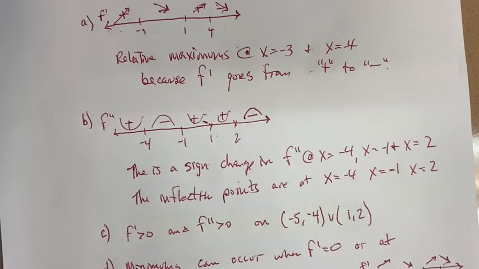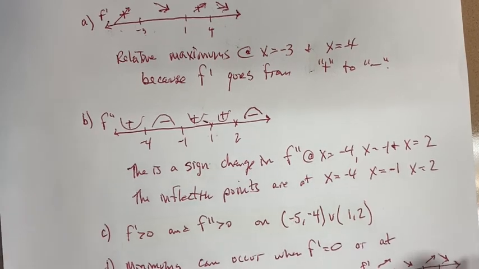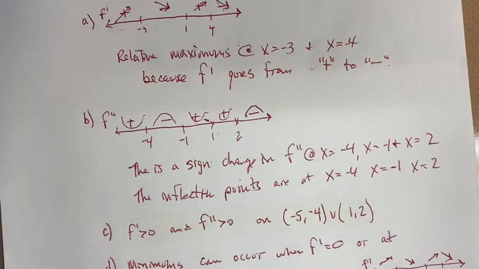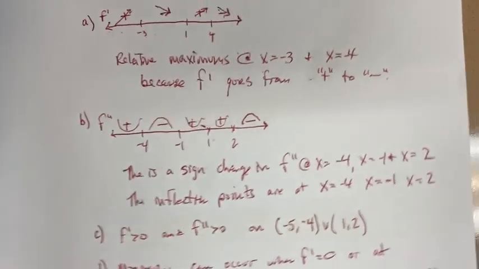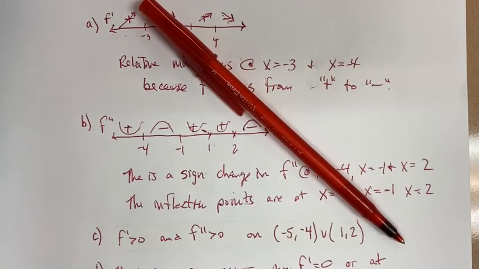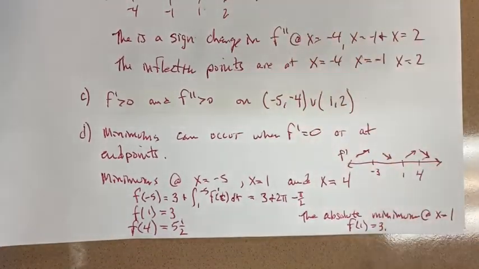The absolute minimum at x equals 1, f of 1 is 3. And that should do it. I'm going to erase this because I don't need to be more specific than that. That's fine. Oops, let me show you. Sorry. The absolute minimum at x equals 1, f of 1 is 3.